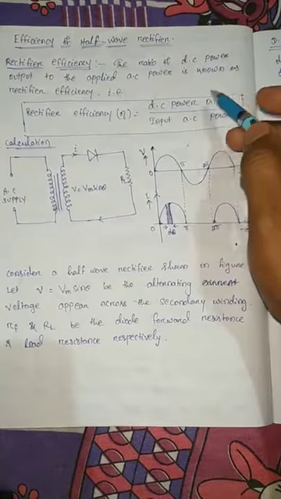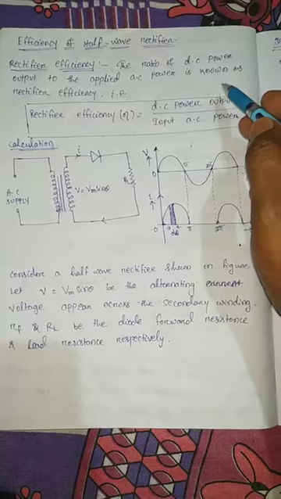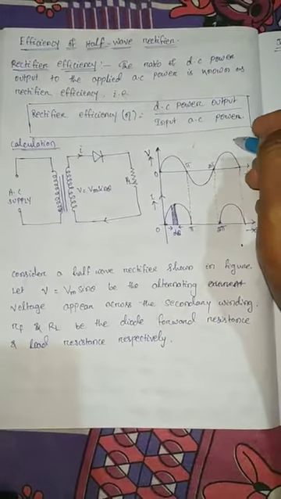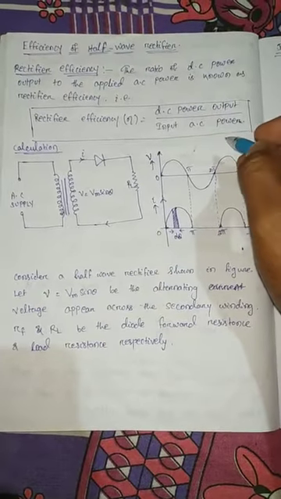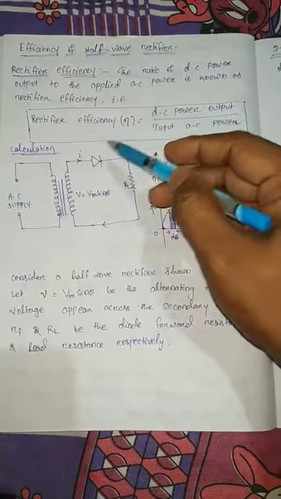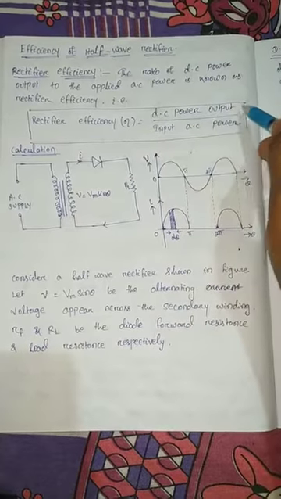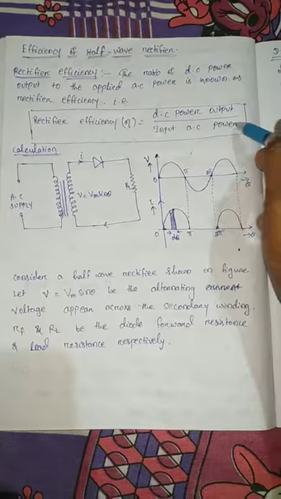The ratio of DC power output to the applied AC power is known as rectifier efficiency, and it is denoted as eta. So rectifier efficiency eta equals DC power output divided by input AC power.